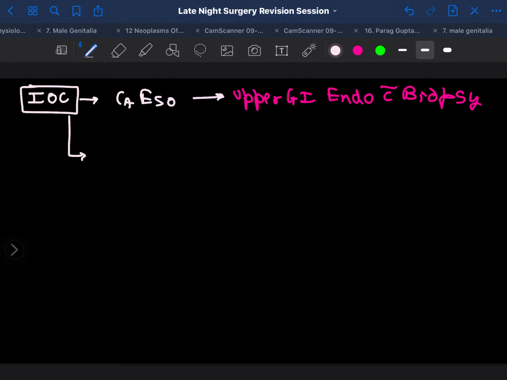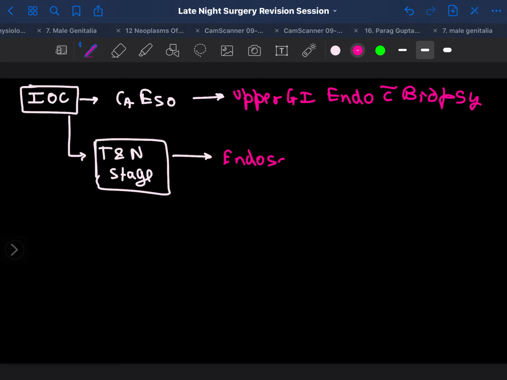So if I just ask you, what is the investigation of choice to look for the T and N stage in patients with a carcinoma esophagus? What is the answer over here? The answer is endoscopic USG. So endoscopic USG is the investigation of choice to look for T and N stage of the carcinoma of the esophagus.